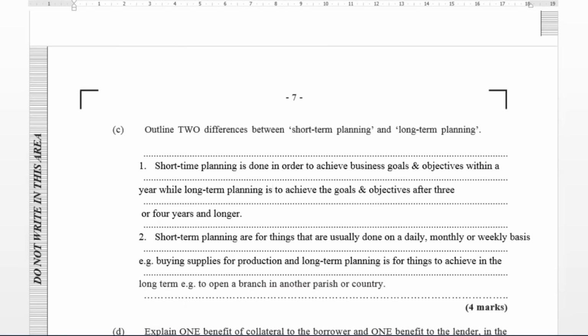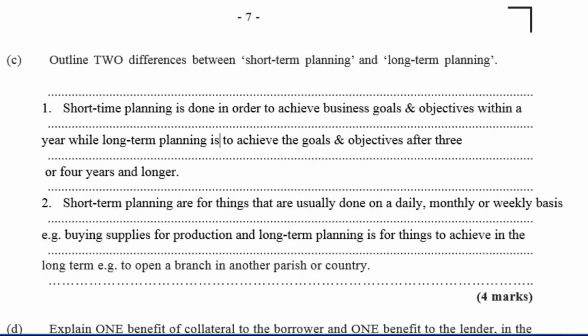So let's look at this. All right, so let's see if we can identify the difference here. Short-term planning is done in order to achieve business goals and objectives within a year, while long-term planning is to achieve the goals and objectives after 3 or 4 years and longer. So you can see here that the common factor that we're speaking to is the duration, for how long short-term planning takes, how long long-term planning will take, right? And so we can pick up that the difference here is that short-term planning is within a year and long-term planning is 3 or 4 years or longer.